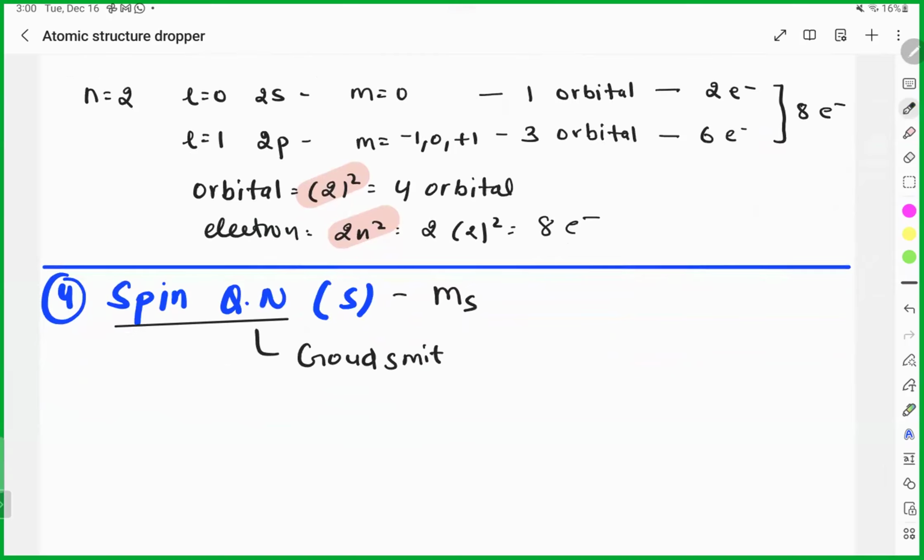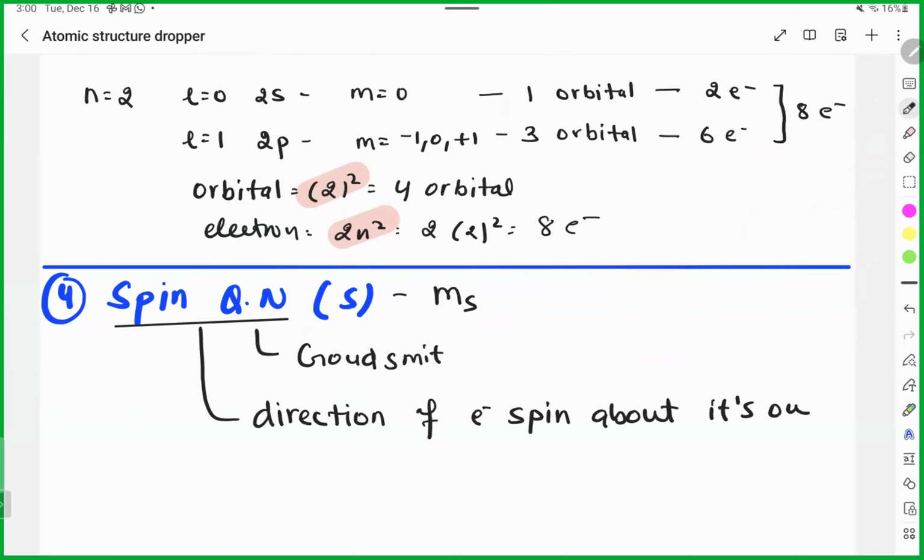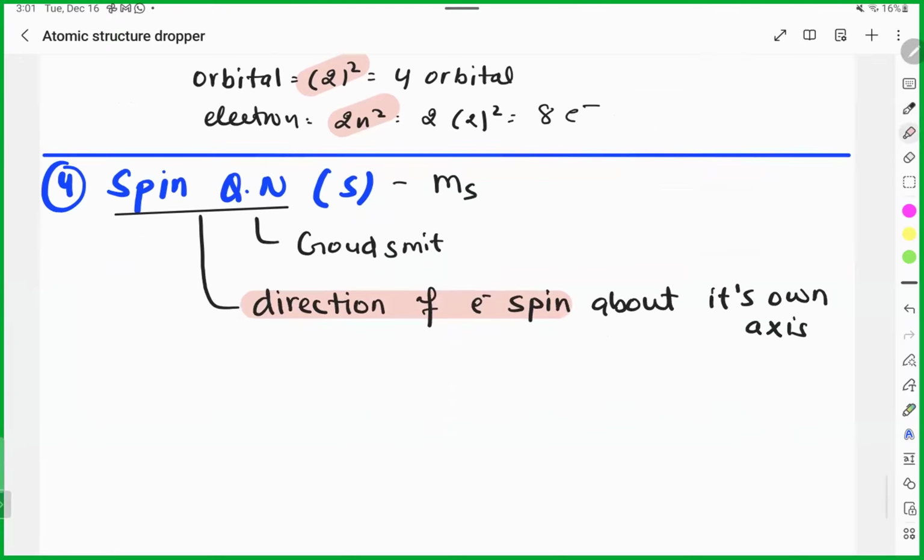It tells us the direction of electron spin about its own axis. You know, only two types of spin are possible about its own axis, whether clockwise or anti-clockwise. No other thing. Only two spins are possible. One is clockwise, second is anti-clockwise.